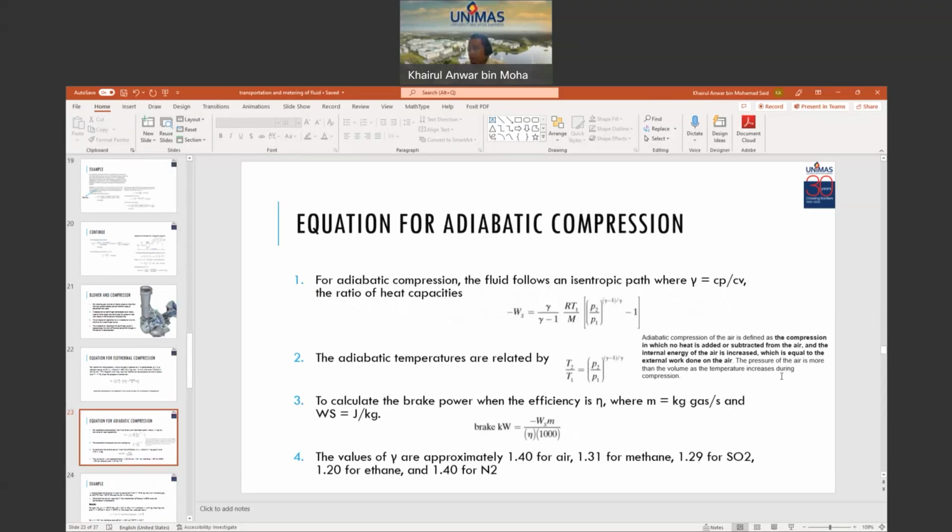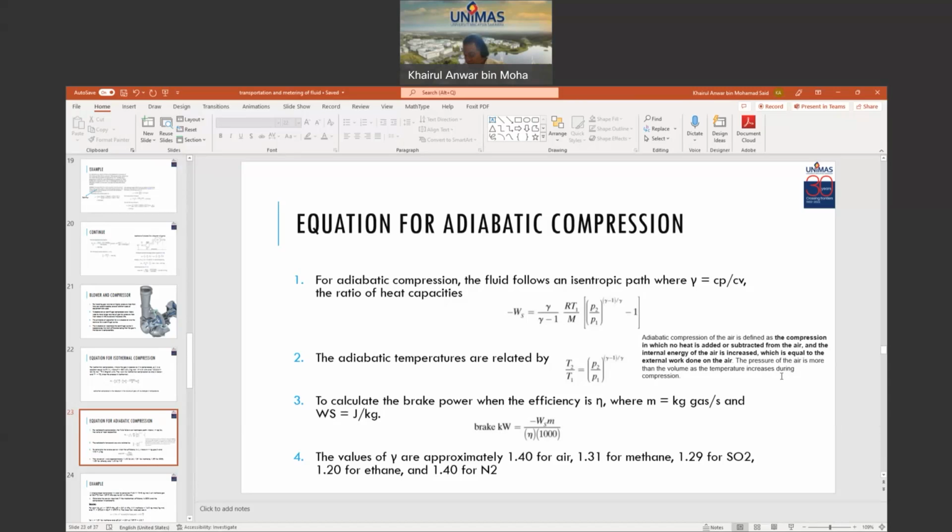Adiabatic compression of the gas is defined as the compression in which no heat is added or subtracted from the gas, and the internal energy of the gas is increased, which is equal to the external work done on the gas. The pressure of the gas rises more than the volume as the temperature increases during compression. For adiabatic compression, the fluid follows an isentropic path, where gamma equals Cp over Cv, the ratio of heat capacities.